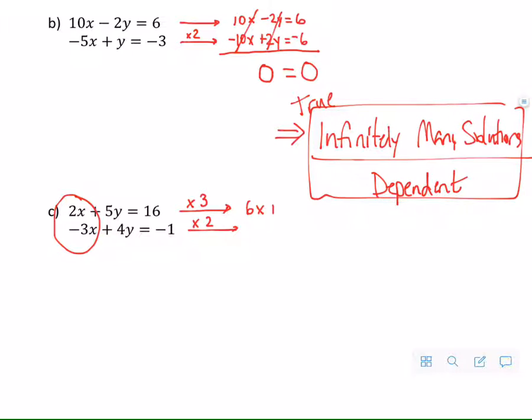6x plus 15y equals 16 times 3, which is 48. And if I take the second one times 2, I get a minus 6x plus 8y equals negative 2. See how I just multiplied everything by 2. Now add.